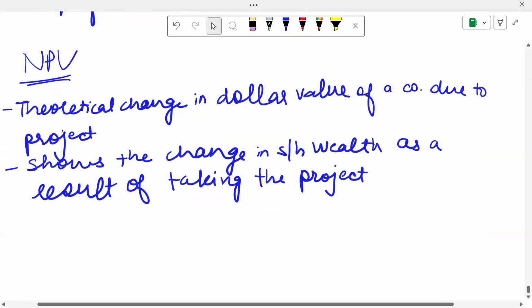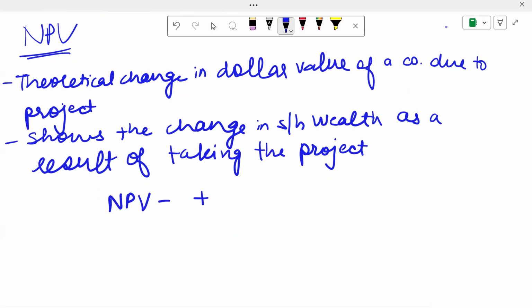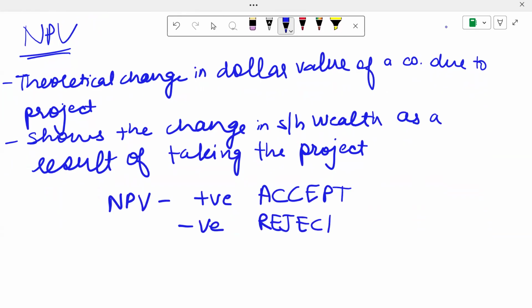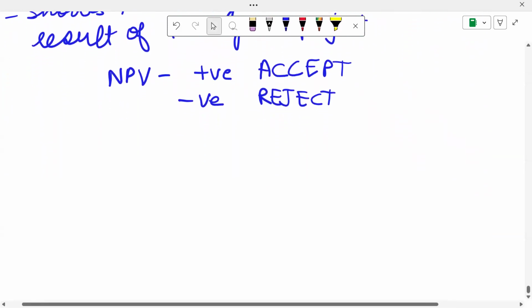All right. Now let's talk about the decision rule which NPV has given. If your NPV is positive, then you accept the project. If your NPV is negative, then you reject the project. This is how the decision rule works for NPV. Then let's talk about IRR briefly.